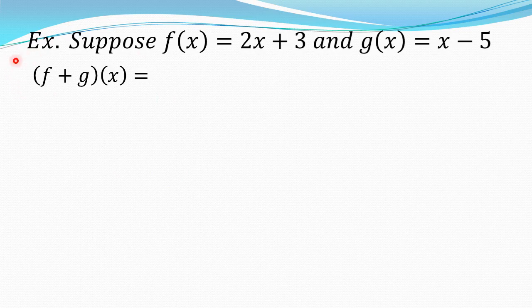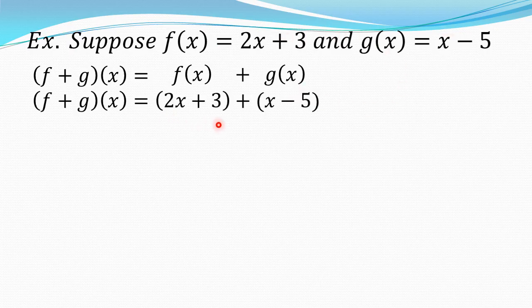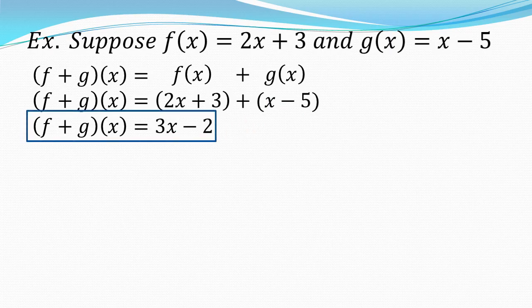Here, the operation addition, f plus g of x. As defined, it's just the addition of the functions f and g. But what are your f and g? It's given in the example. So you just use these expressions and substitute into the equation. You get 2x plus 3 plus x minus 5. Combining like terms, you have 2x plus x, 3x, 3 minus 5, negative 2. And that's already your final answer, 3x minus 2.